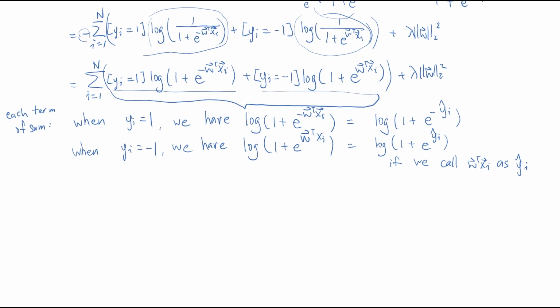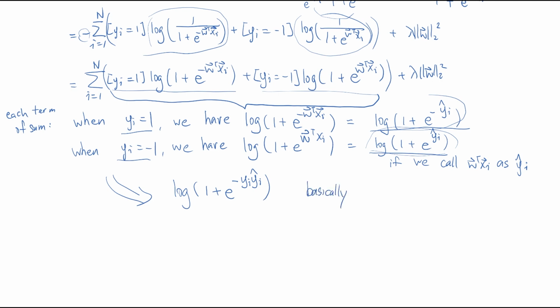So if you now stare at these underlined expressions for a bit, you will notice that this is actually just equal to log of 1 plus e to the minus yi y hat i. Because when yi is equal to 1, we get exactly this. When yi is minus 1, the minus 1 cancels with the minus, and we get exactly this expression.